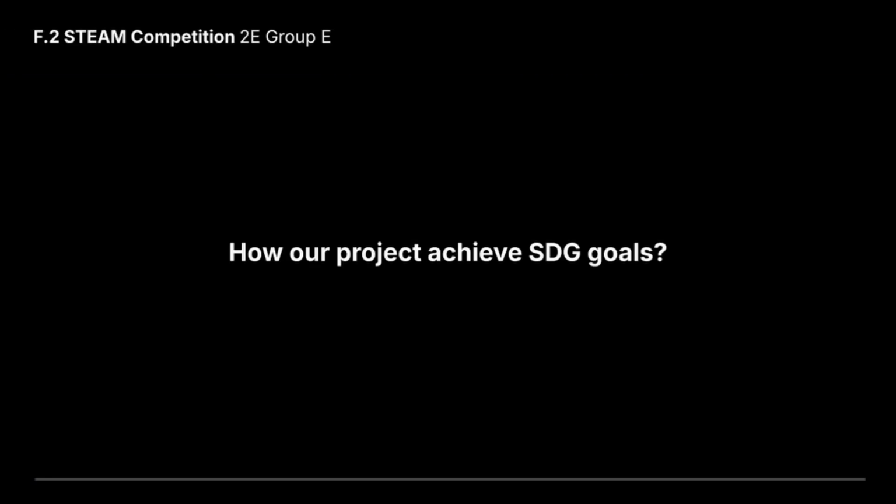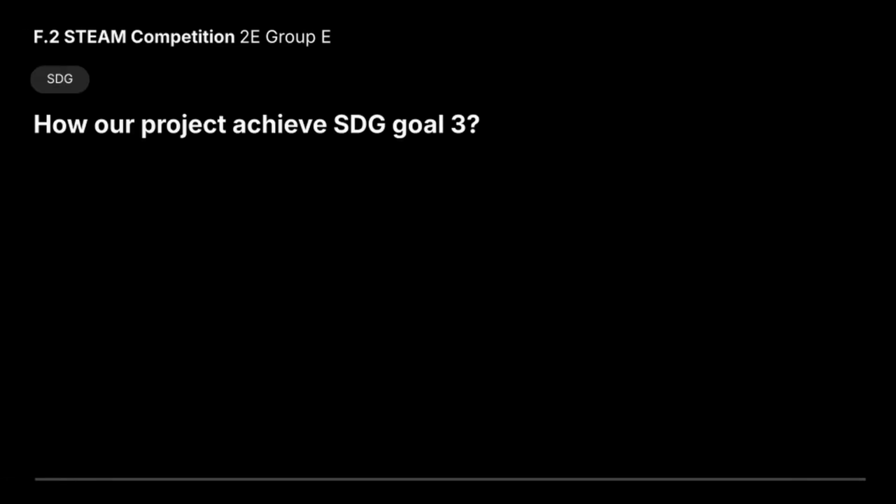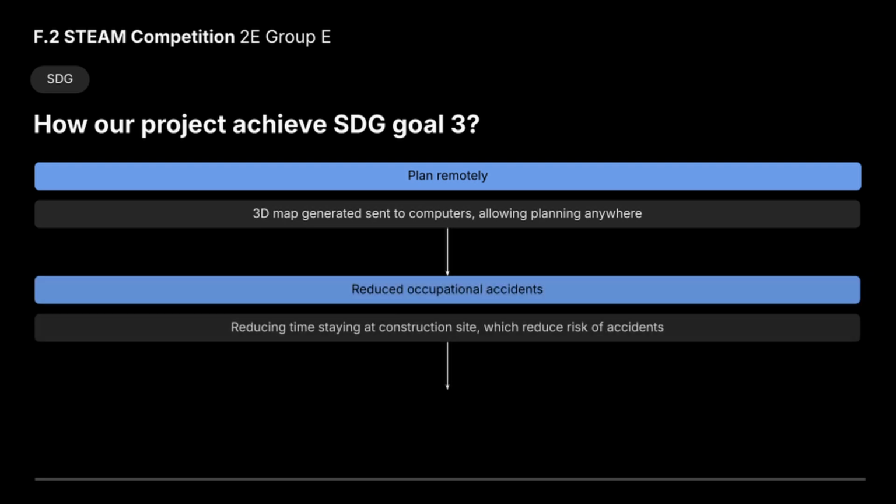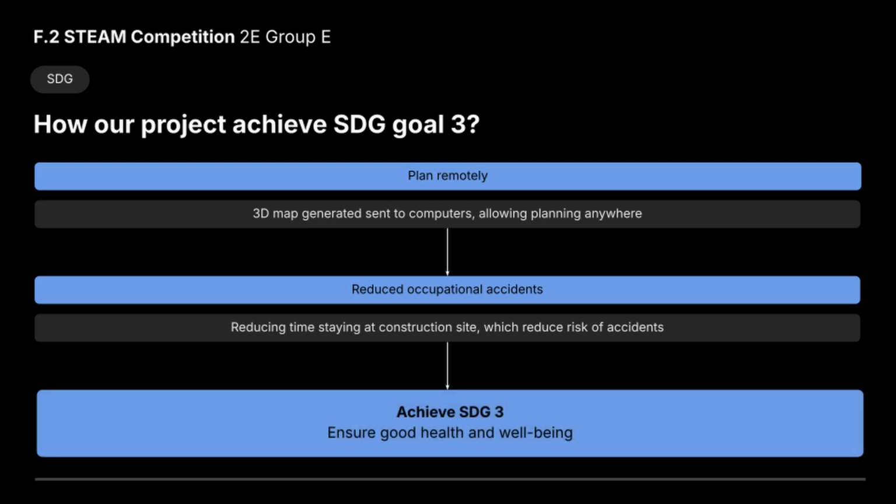Thank you, Alice. Now, we will talk about how our project achieves SDG goals. First, I will talk about how our project achieves SDG Goal 3. Our device can generate a 3D map, which will be sent to computers, allowing planning anywhere. This reduces the time which workers need to stay at construction sites, which reduces the risk of accidents. This ensures the good health and well-being of workers, thereby achieving SDG 3.